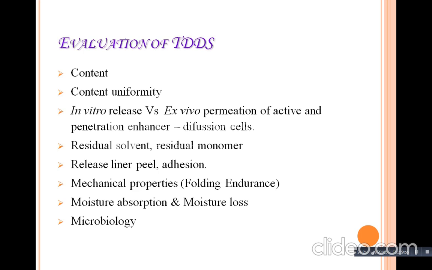The next parameter is content uniformity. To determine the content uniformity, that means whether the drug is uniformly spread throughout the area of the patch or not, we take cuts from the patch from different locations, then analyze them for the drug content. If the drug content is the same, then we can say that there is a uniform distribution, or content uniformity, in the transdermal patch.